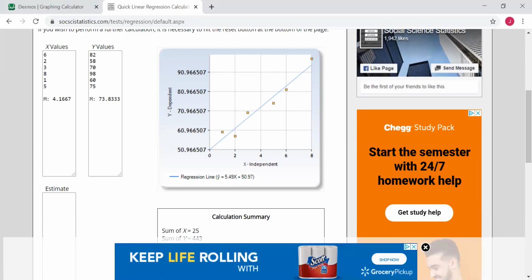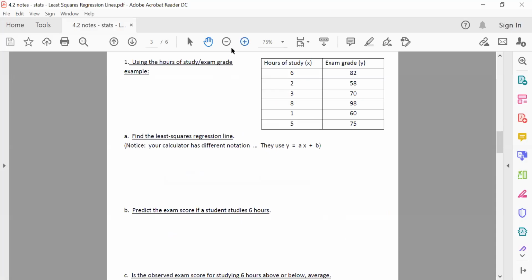So y equals 5.49x plus 50.97. So let's see if I can remember that. So our linear equation, our regression equation, is y equals 5.49x plus 50.97.